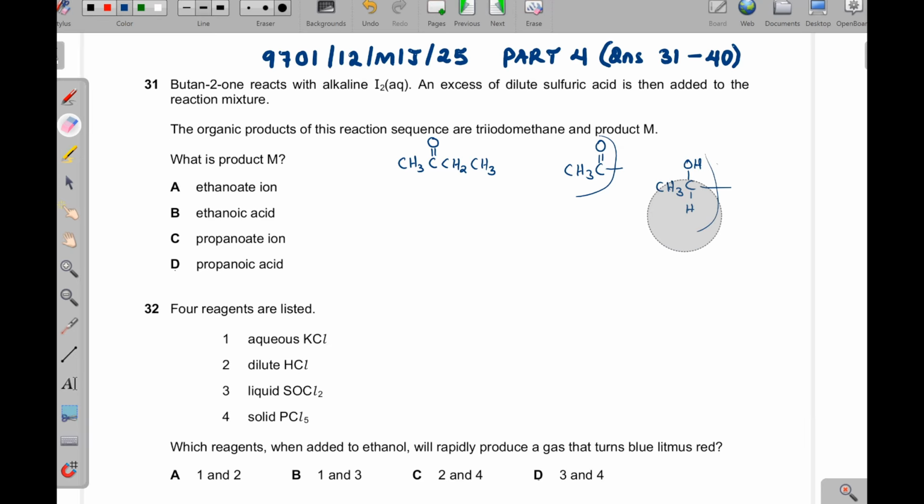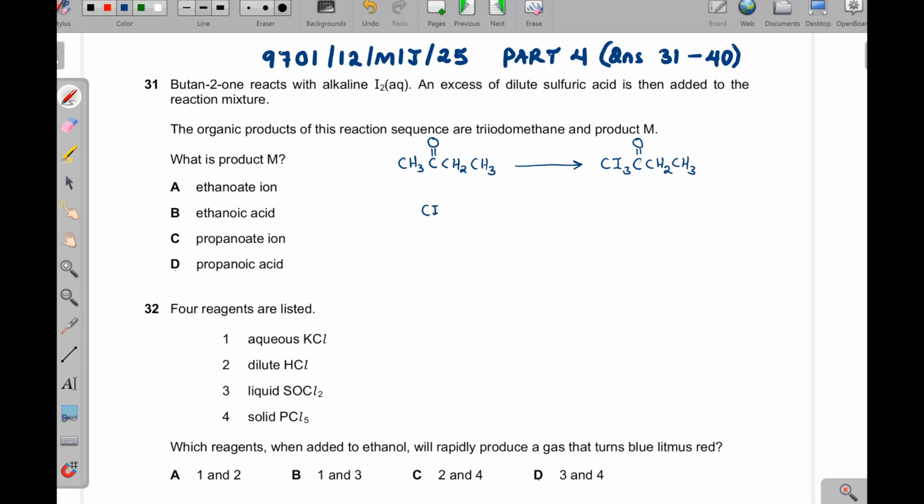For an alcohol, this one is first oxidized to the ketone, and then the other process continues. So what happens in the reaction with alkaline iodine is that they first replace the hydrogens here. We replace those hydrogens, so we now have CI3 and then the rest. These hydrogens on the methyl group attached to the carbonyl are replaced. Then after that, hydrolysis takes place.